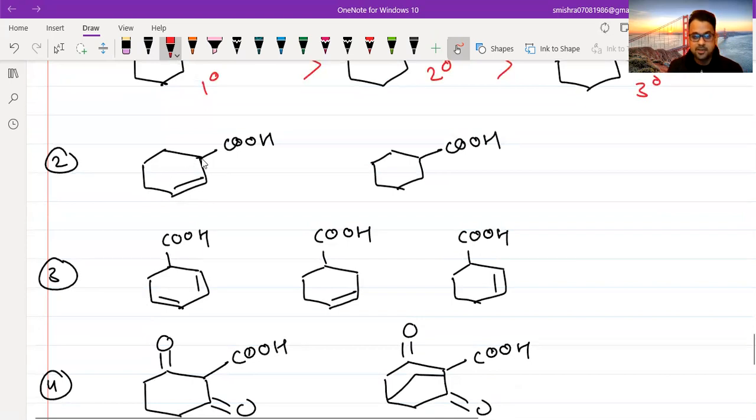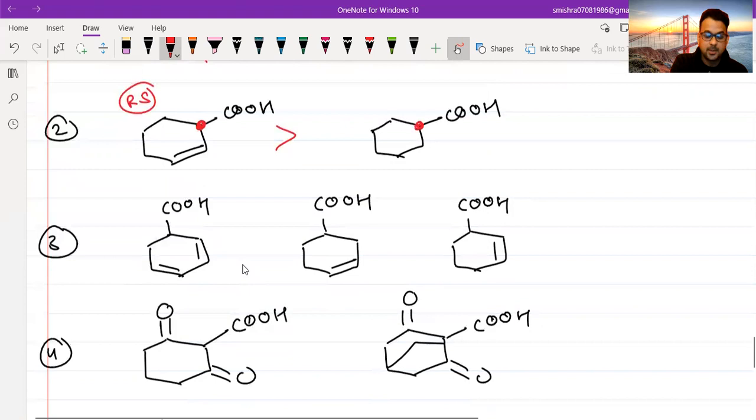In question number 2, this will be the site. From here CO2 will be removed, and I will get my carbanion here. From here CO2 will be removed, and I will get my carbanion here. Over here I can see pi, sigma, lone pair. After removing CO2, there will be a resonance stabilized carbanion. This is the resonance stabilized carbanion, and over here, there is no resonance. So this is more stable. This will be the rate of decarboxylation.